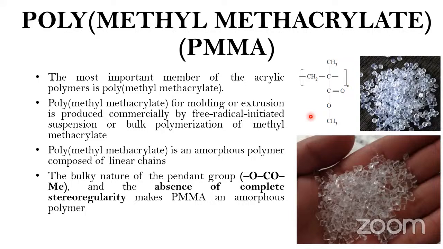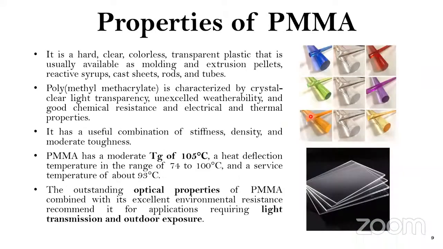Okay, we'll move forward. What properties does PMMA have? Can you observe these applications of PMMA? Many of these are PMMA sheets, and they are transparent. All of the articles here are transparent, and even if you add some color, they remain transparent in nature. It is a hard, clear, colorless, and transparent plastic that is usually available as molding and extrusion pellets, reactive syrups, cast sheets, rods, and tubes. These are some properties and applications of PMMA.